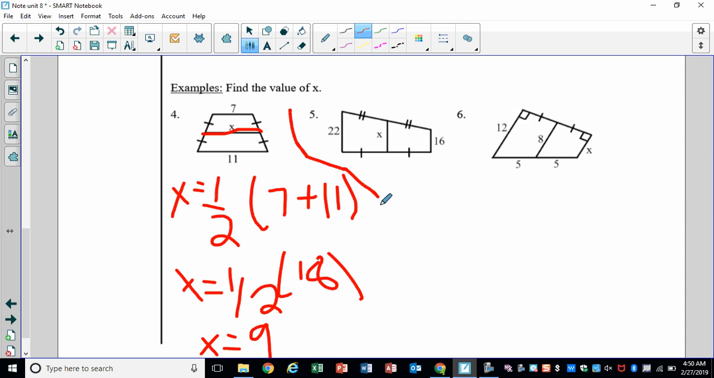The second one is the same thing. So I'm going to skip number 5. You guys can figure that out. Add up the two bases, divide by 2, you get x. This one's a little bit tricky, right? They gave you the mid-segment to be 8.